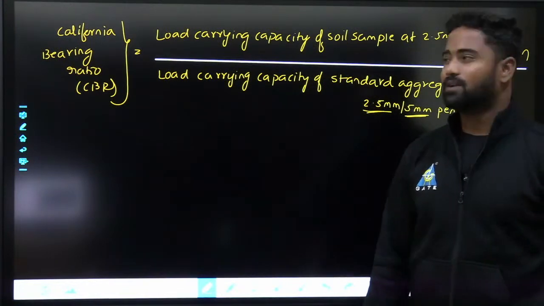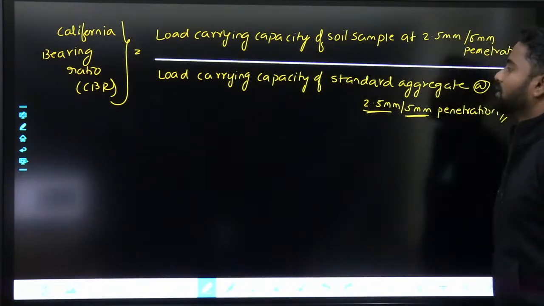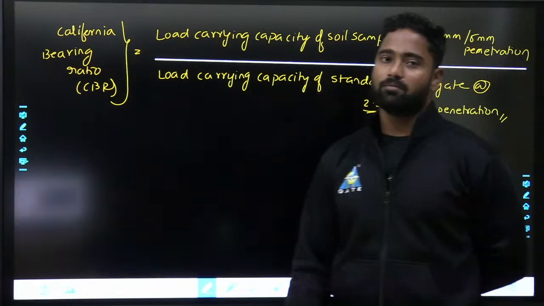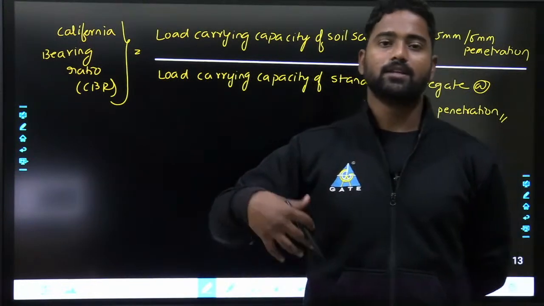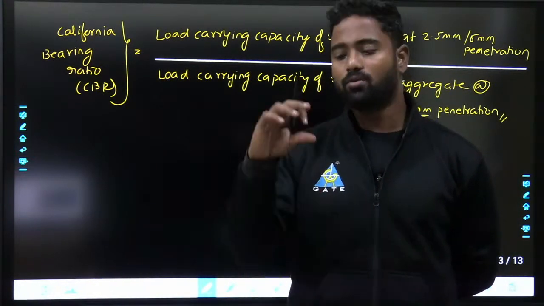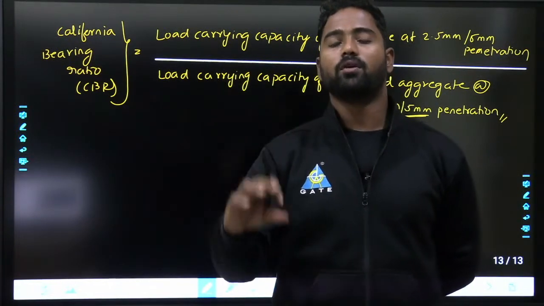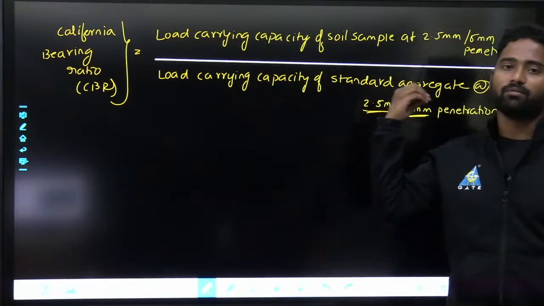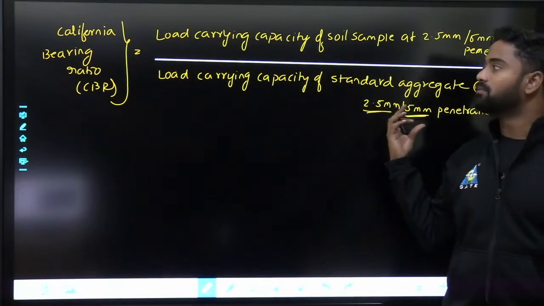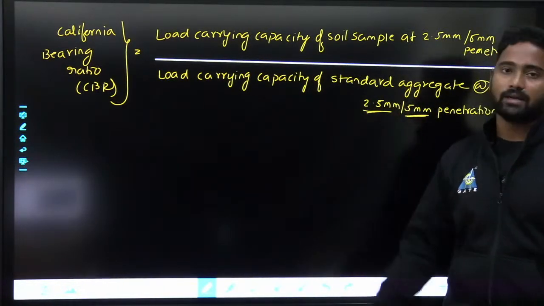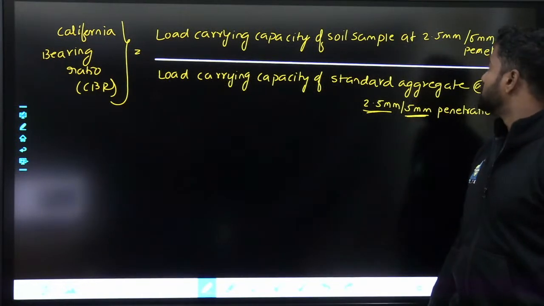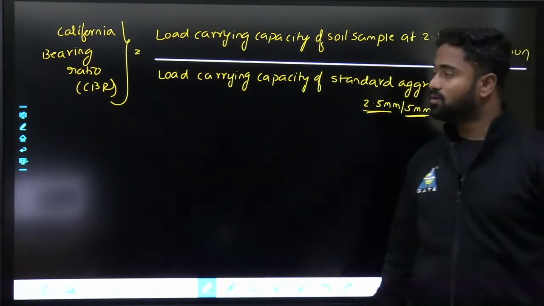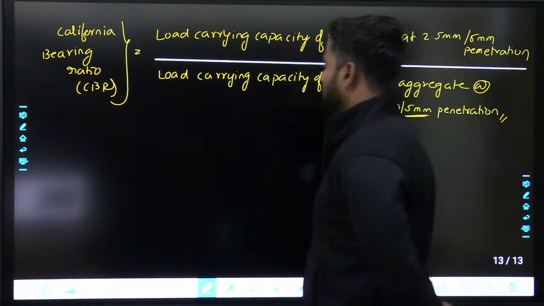Fine. So if you ask me why 2.5 mm, 5 mm, we don't consider more amount of settlement. We don't want more than 5 mm or 2.5 mm of settlement. So that is the reason we are considering 2.5 mm and 5 mm. This is as per IRC. Fine. So this is load carrying capacity of soil sample at 2.5 mm or 5 mm penetration.